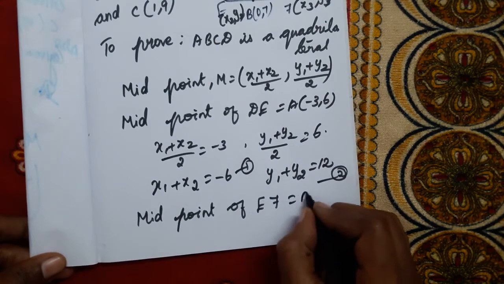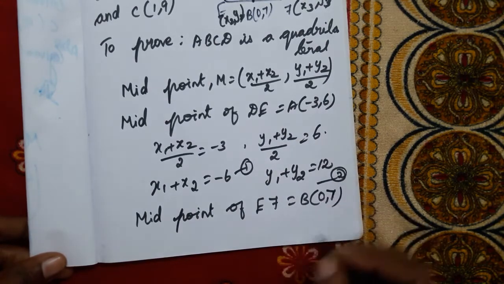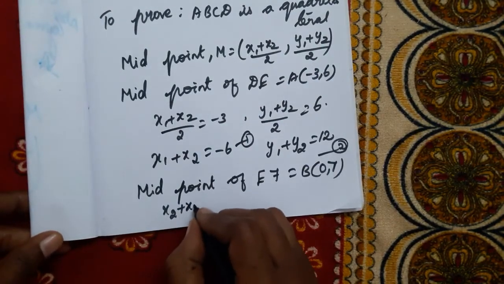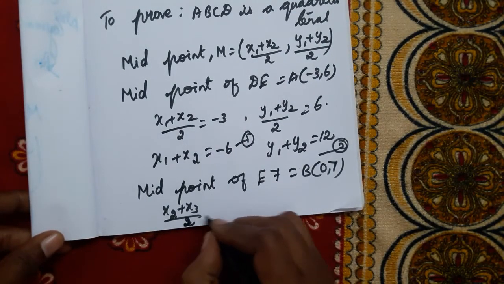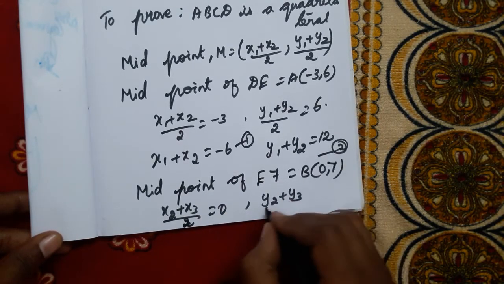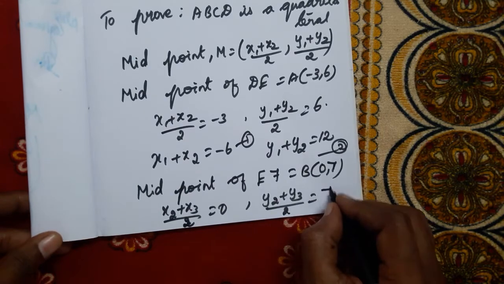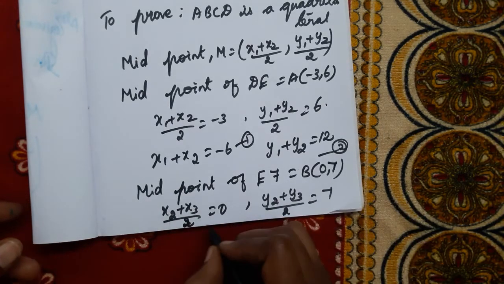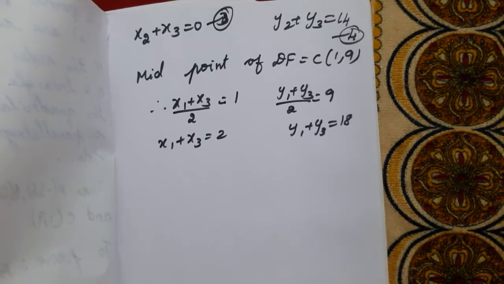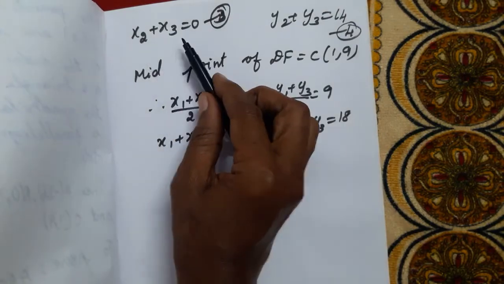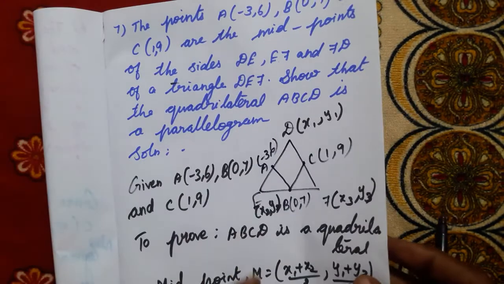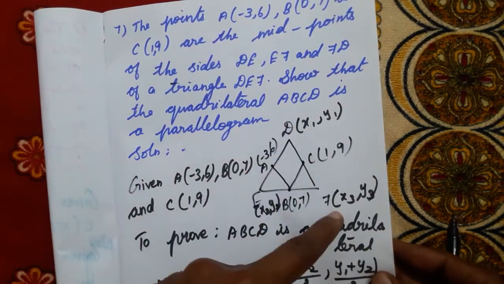The midpoint of EF is B, (0, 7). So we can take (x2 + x3)/2 = 0 and (y2 + y3)/2 = 7. From this we get x2 + x3 = 0 and y2 + y3 = 14. Listen here, so we are getting x2 + x3 = 0 and y2 + y3 = 14.